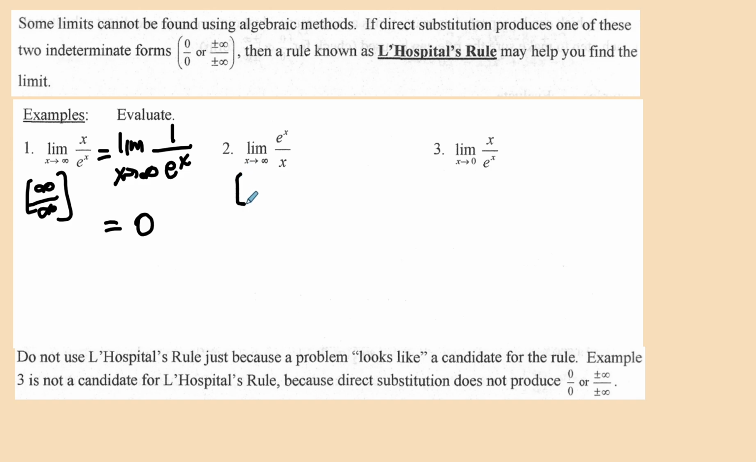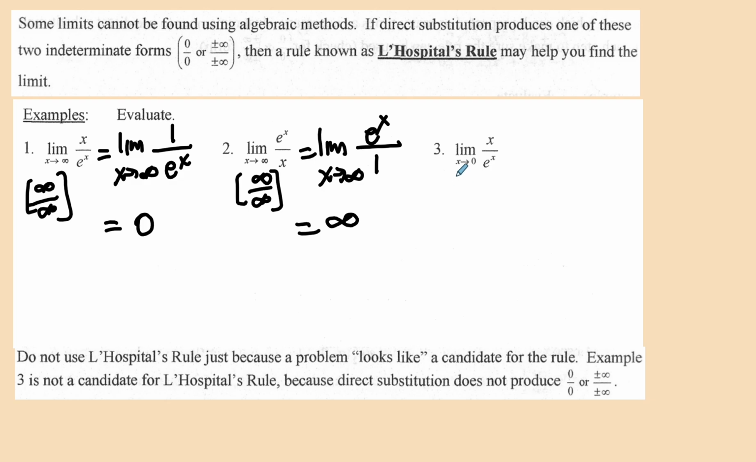Over here I have an infinity over infinity again, and so I'm going to take the limit as x approaches infinity, and I'm going to take the derivative of the numerator, which is e to the x, and the derivative of the denominator, which is 1, and I can see the numerator is getting very large, so the answer is infinity.